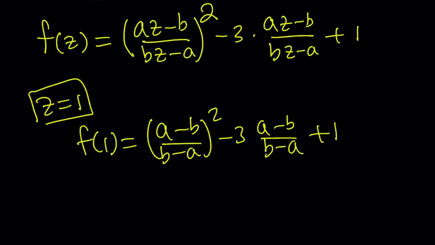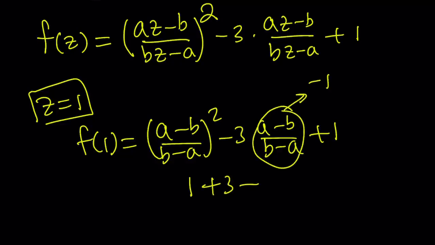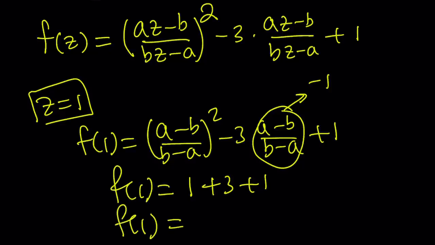Now notice that (a minus b) divided by (b minus a) is -1 because those are opposites. So it's going to give you -1 squared, which is 1. This is going to give you -1. So it's going to be plus 3 plus 1. So f of 1 is going to equal 5.